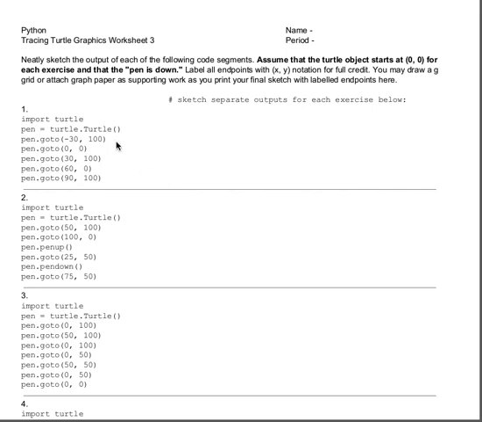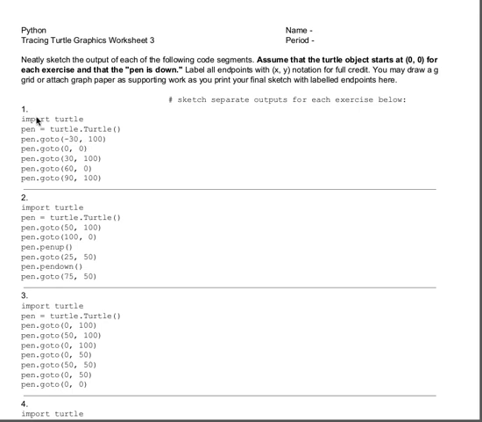Helping students with this rather difficult tracing turtle graphic worksheet 3, as presented to mostly ninth graders here at Wyomissing. You need to sketch the output of this Python code without the benefit of nice, neat grid paper or graph paper. If you're under time pressure, you might have to think things out this way.